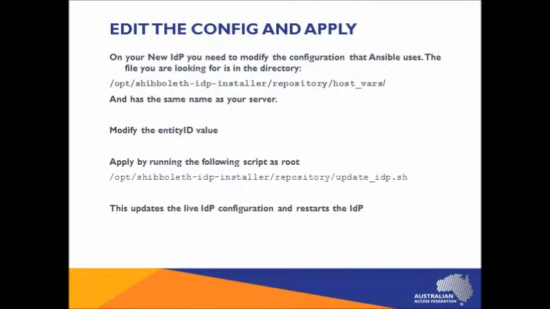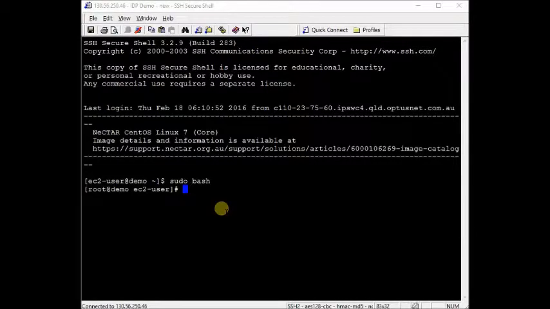If you need to modify the entity ID of your new IDP, then you need to edit the Ansible configuration file that holds the value. Then rerun the Ansible to apply the change to the IDP's configuration and have it restart the IDP. In this example, we will change the entity ID from the current URL form to a URN form.